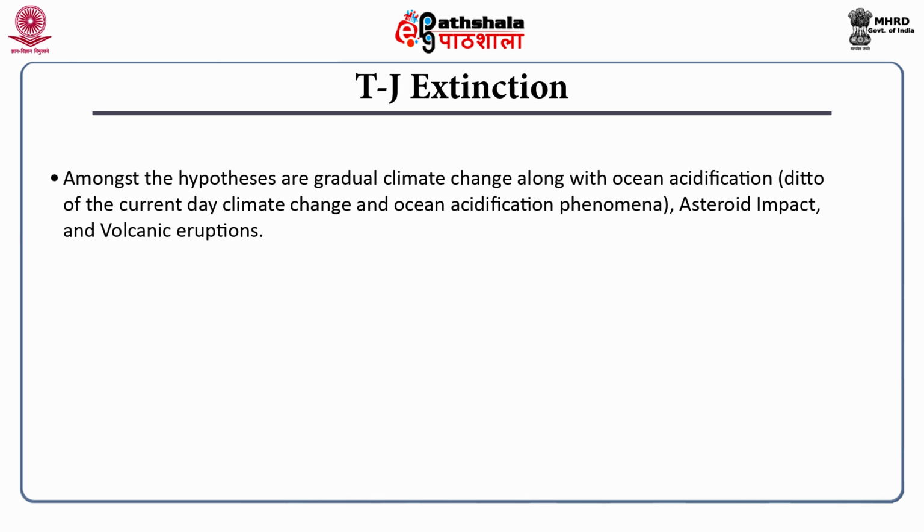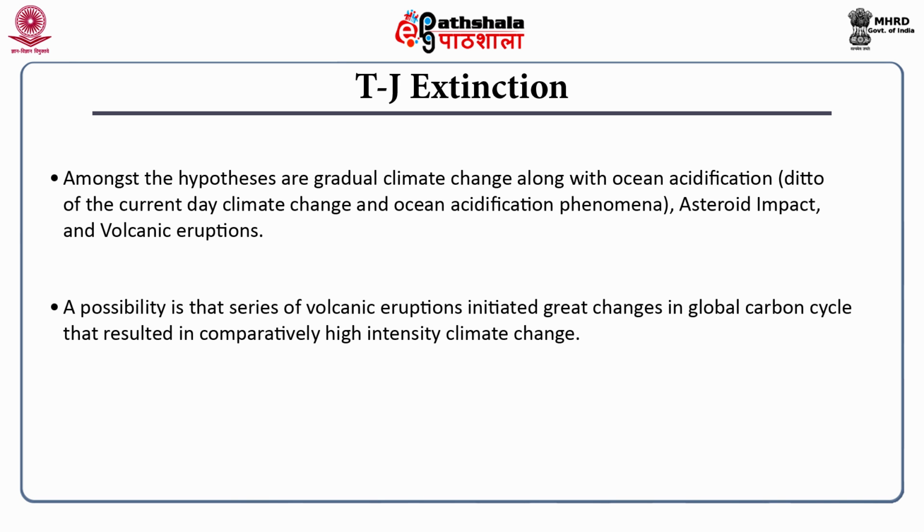Asteroid impact and volcanic eruptions are contrasting hypotheses for the TJ extinction event. But in the case of an asteroid impact or volcanic eruptions, anybody would sufficiently argue to see an increased extinction rate. In this case, no anomaly was observed in the extinction rates, but only the rate of speciation went down. So, a possibility is that a series of volcanic eruptions initiated great changes in the global carbon cycle that resulted in comparatively high intensity climate change.